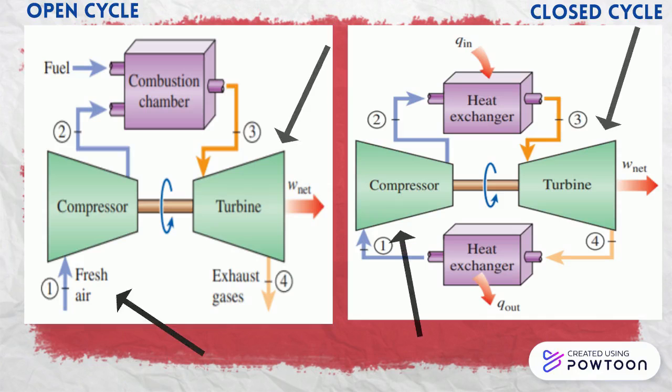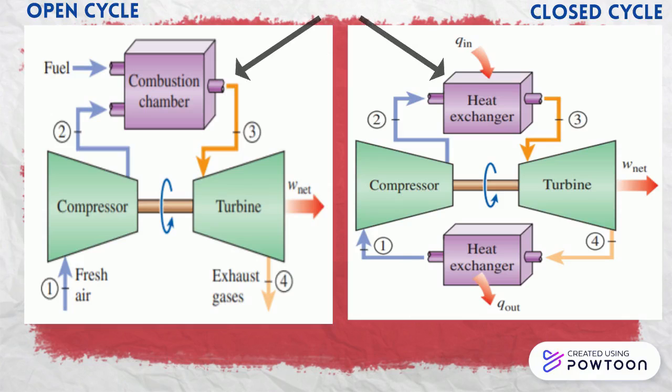In this, the compression and expansion process remains the same, yet the combustion process is replaced by a constant pressure heat addition process, also known as the isobaric process, from an external source. And also, the exhaust process is replaced by a constant pressure heat rejection process to the surrounding air.